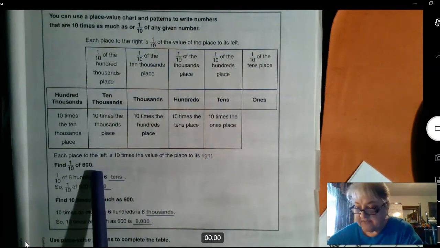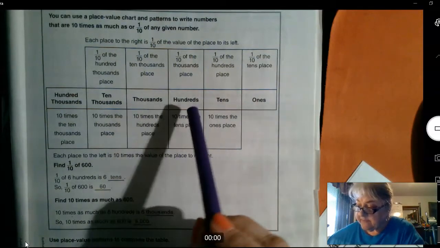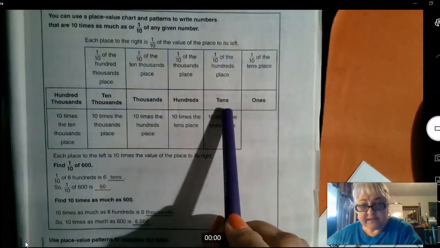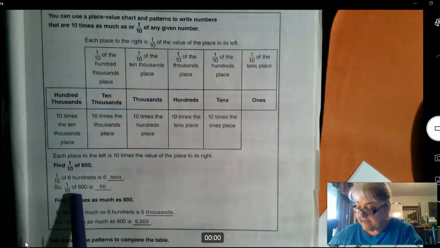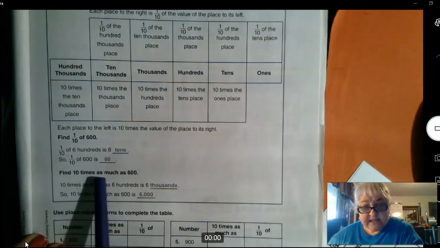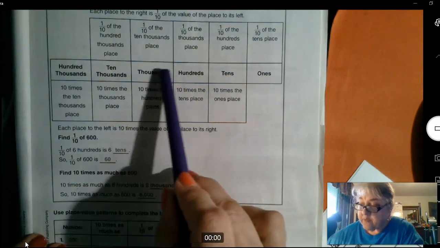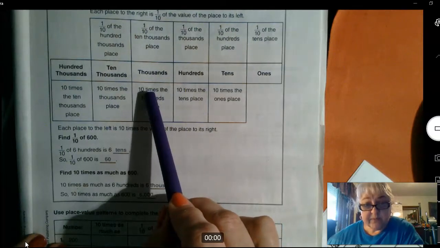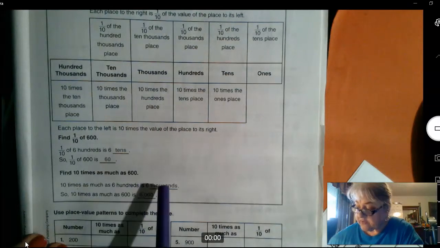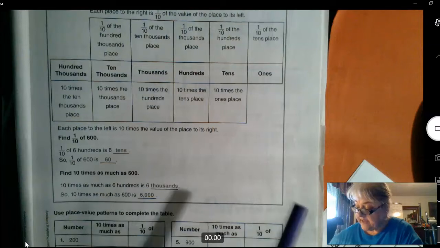Find 1/10 of 600. Well, if I wanted to find 1/10 of 600, I'm thinking that 600 would be here. And if I go back, I'm removing 1 zero, so that would be 60. So 1/10 of 600 is 60. If I wanted to find 10 times as much as 600, I know that 600 was here. And if I move up, that's 10 times more, and it would be thousands, so it would be 6,000. So 10 times as much as 600 is 6,000.